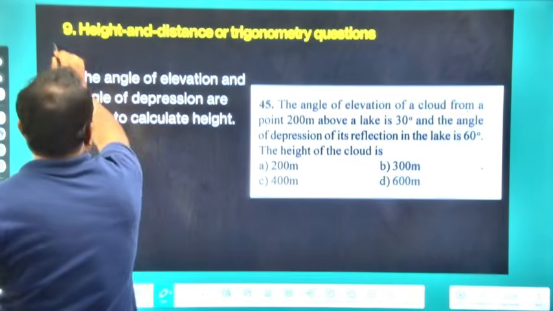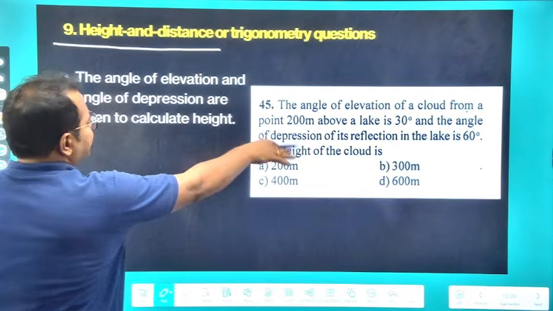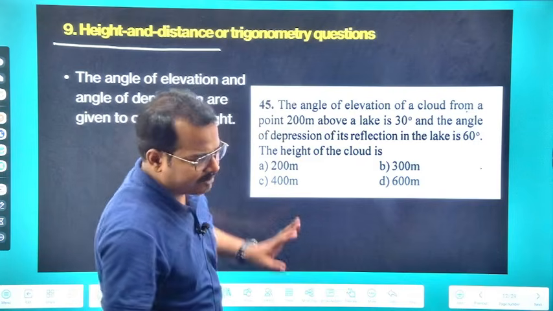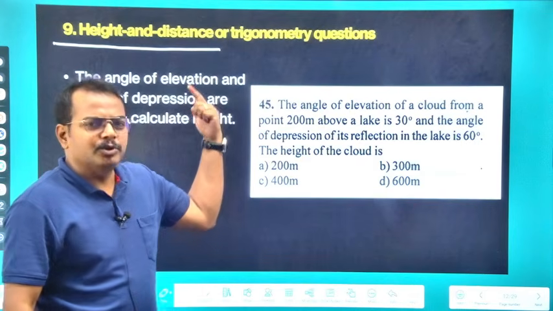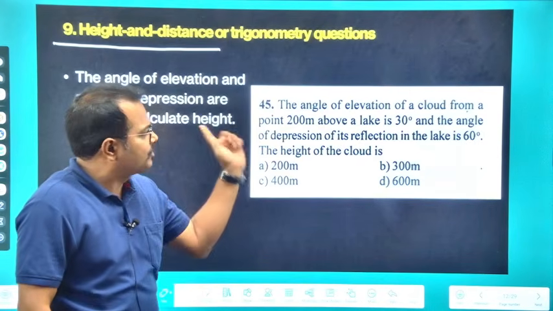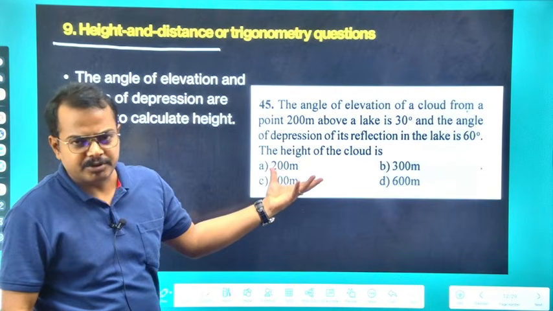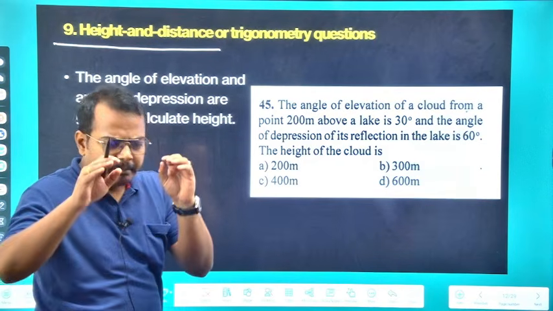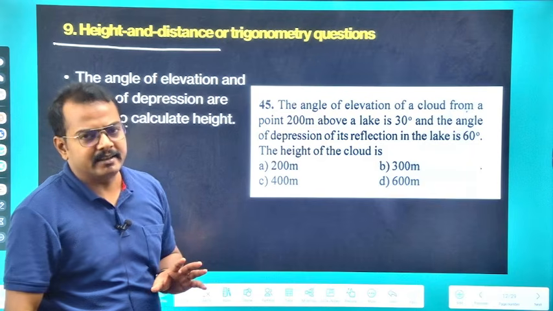Now there is another maths question, but these types of questions are very easy to solve. Height and distance question, question number 45. Apart from average, profit loss, mensuration, there can be height and distance questions also. So again, with the help of trigonometry, you can easily solve it. Basic trigonometry, minimum level of trigonometry, you can solve the height and distance question.